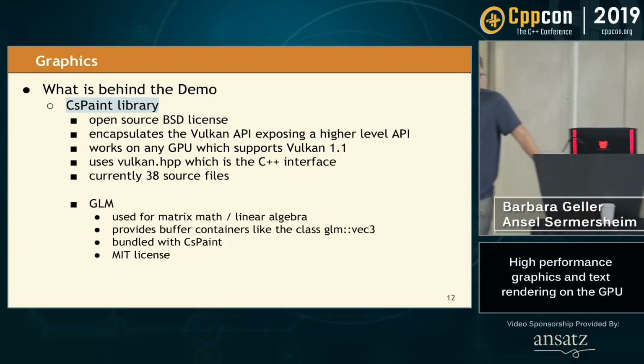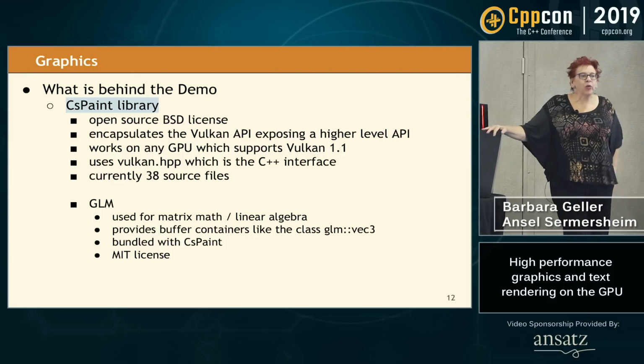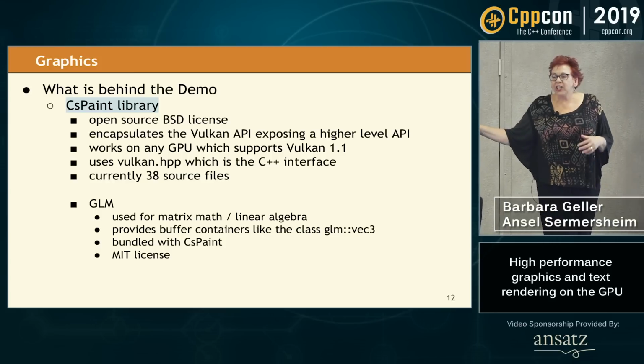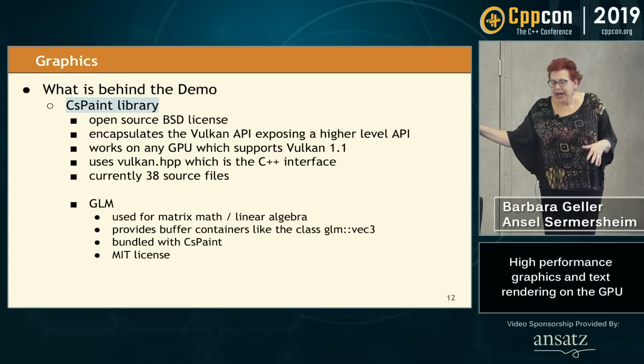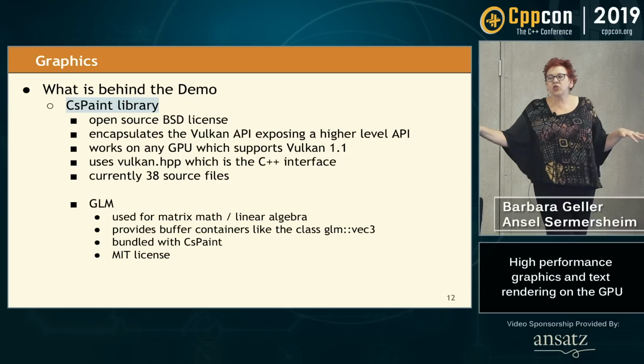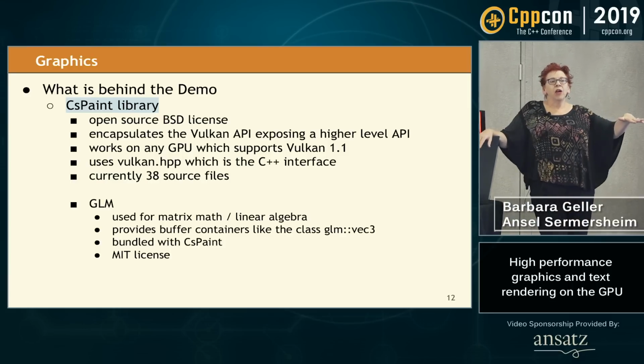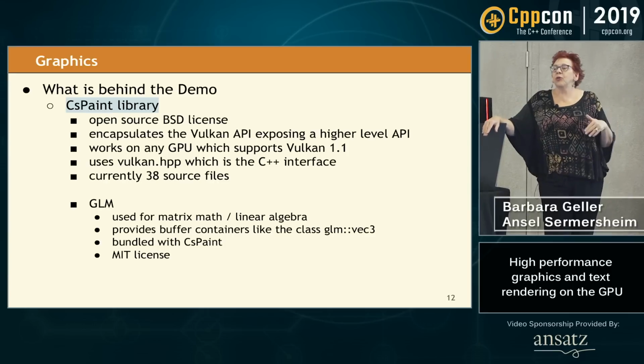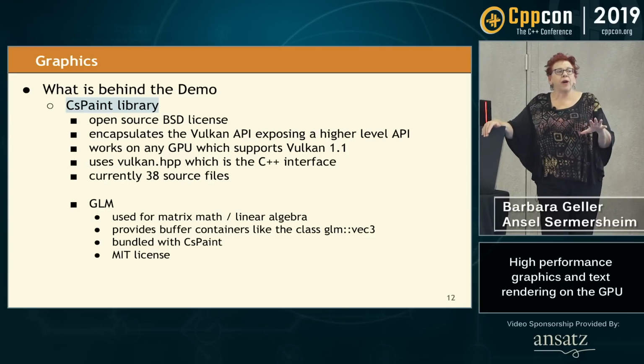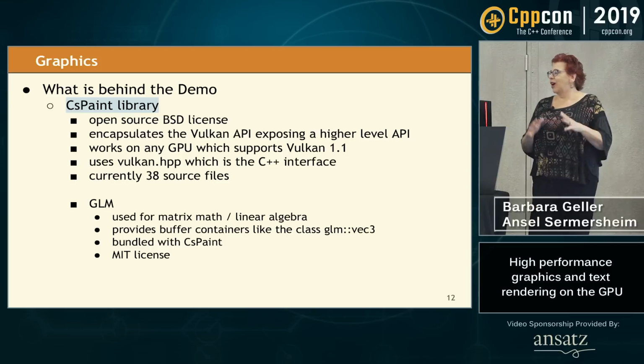The other thing that CS Paint does is it does link with a library called GLM, and GLM is for the linear algebra. Now we do bundle that with CS Paint. So again, this is a new open source library we're releasing that will sit on top of Vulkan. So you don't have to do all the low-level setup that it requires to use Vulkan, which is quite tedious and a lot of work.